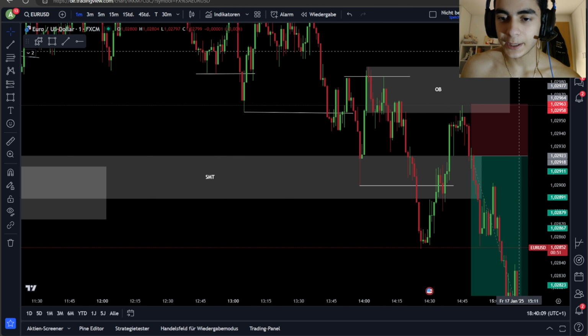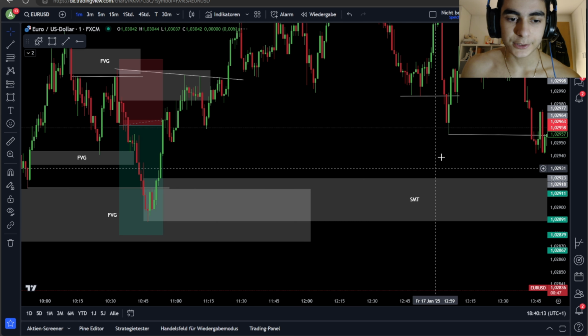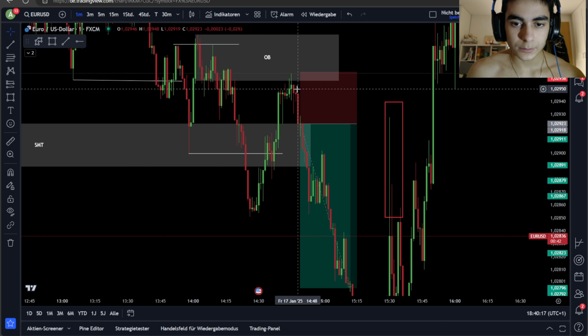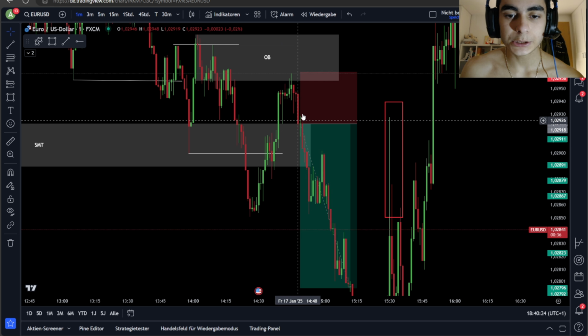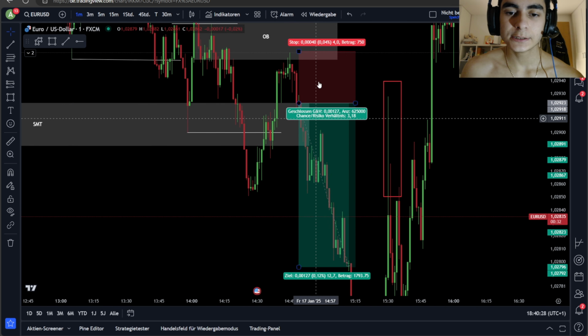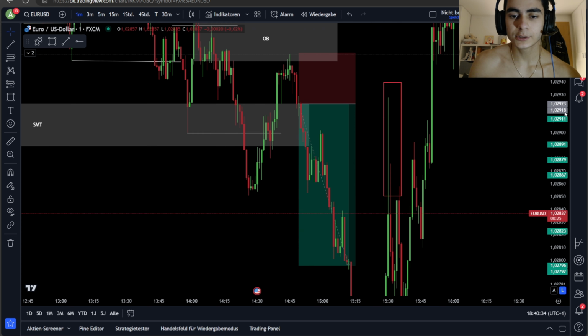So when price came back into this area where we broke structure at the smart money trap, I thought, okay, if we have a bearish candle, a strong bearish candle, which we can see right here, then that's where I will go short. So I placed an entry and right here took the sell.